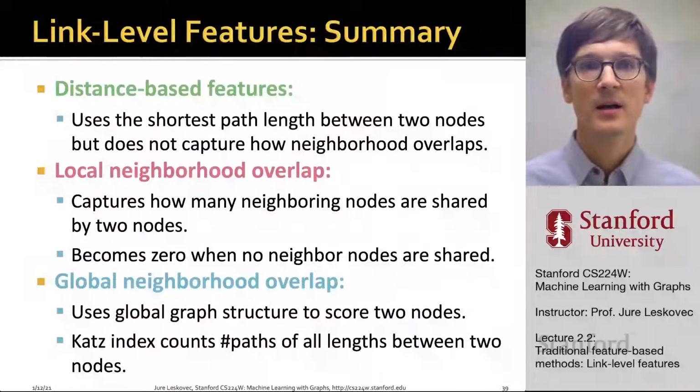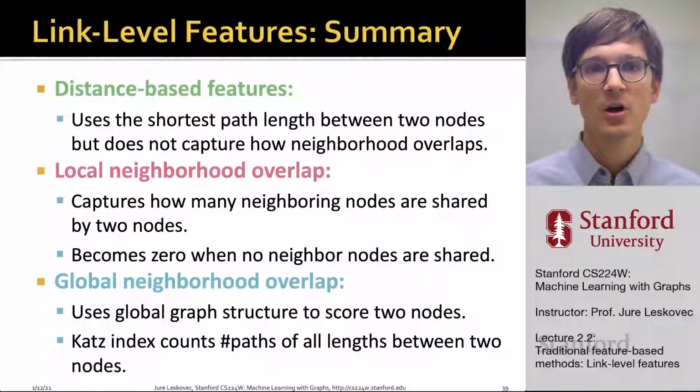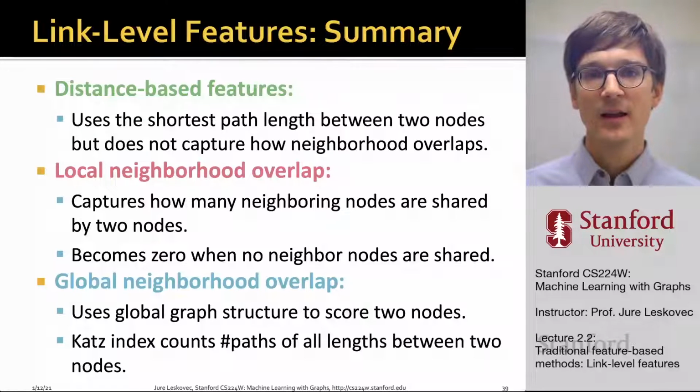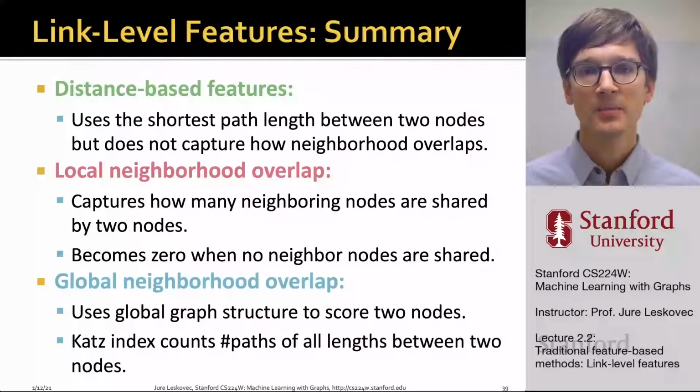So to summarize, link level features, we described three types of them. We talked about distance-based features that use, for example, the shortest path between a pair of nodes and do not capture neighborhood overlaps. Then we talked about neighborhood overlap metrics like common neighbors, Jaccard, and Adamic-Adar that capture in a fine-grained way how many neighbors a pair of nodes have in common. But the problem with this is that for nodes that are more than 2 hops apart, nodes that have no neighbors in common, the metric will return value 0.